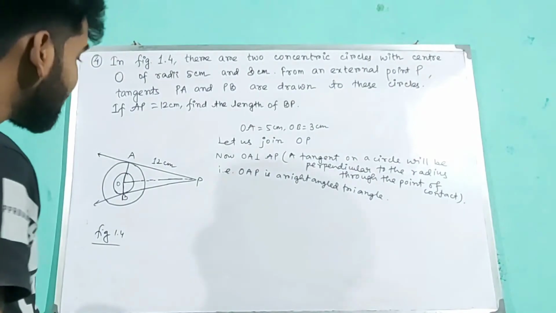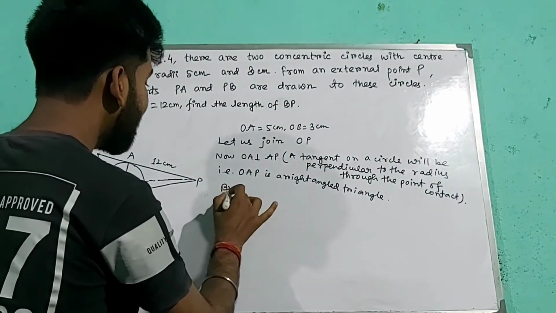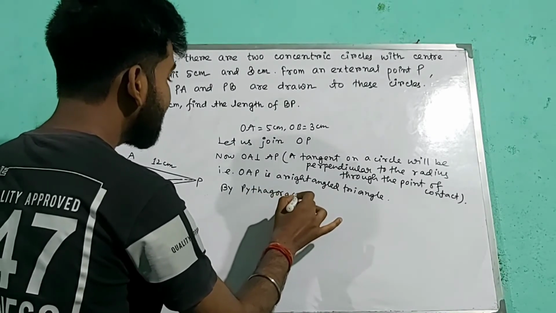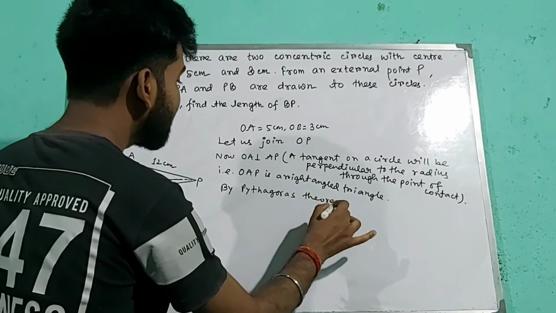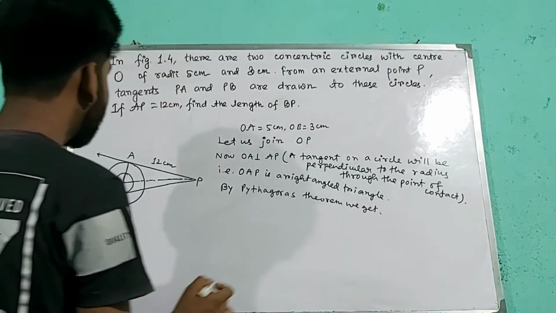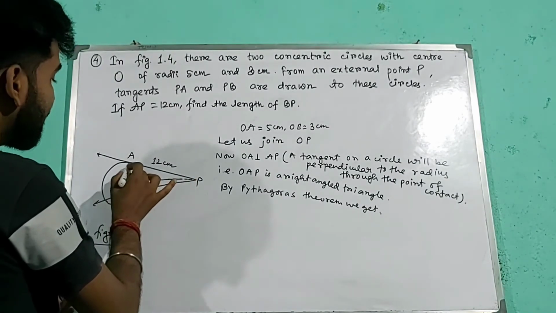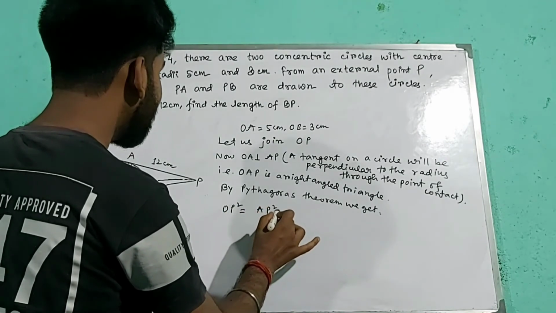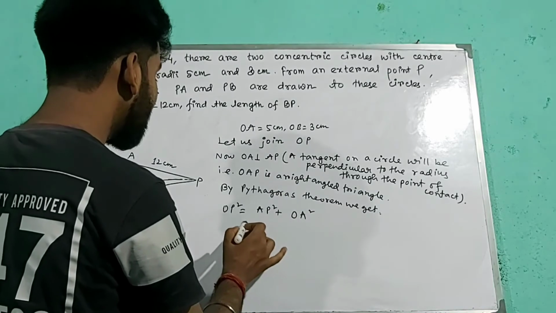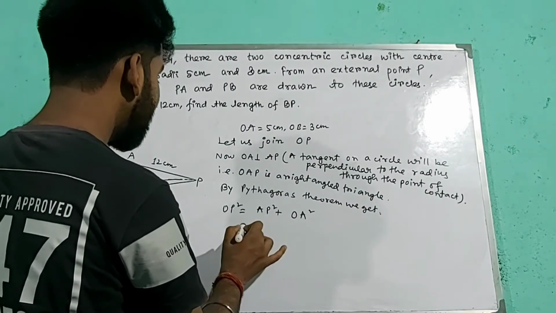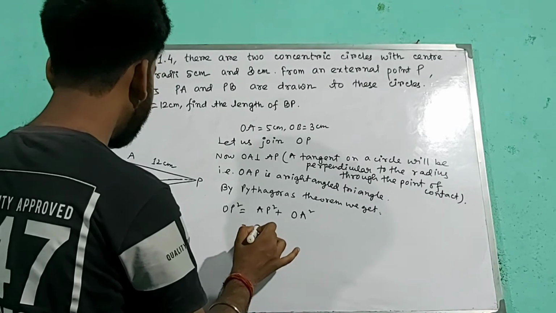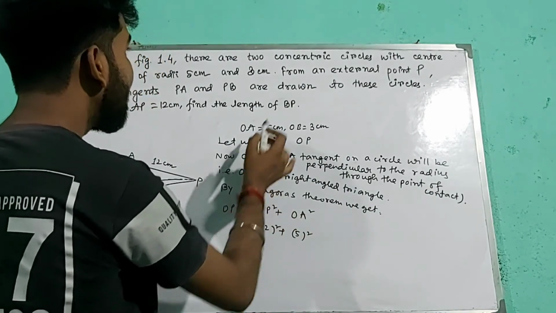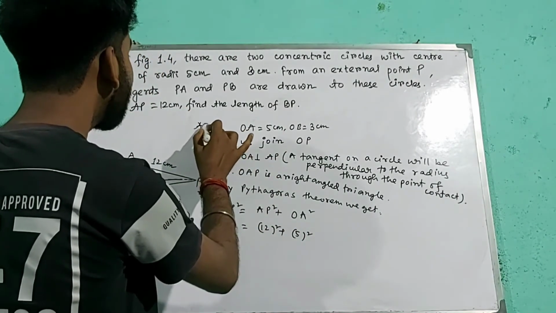In a right angled triangle, you know what the theorem is? By Pythagoras theorem, we get, which will be the hypotenuse? This OP will be the hypotenuse because this is perpendicular, this will be base. That means OP square is equal to AP square plus OA square. So OP square will be 12 square plus 5 square, because you know the OA value and the AP value, AP equals 12 centimeter.